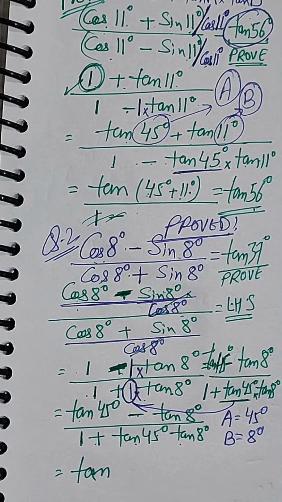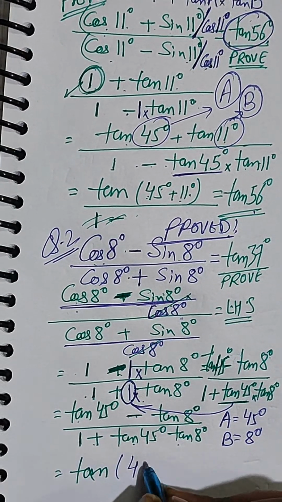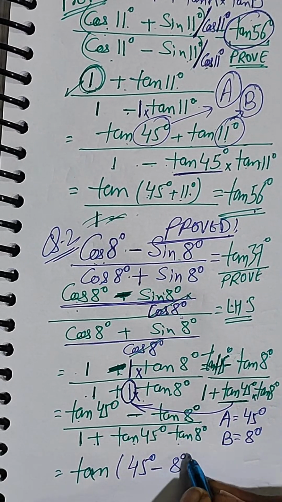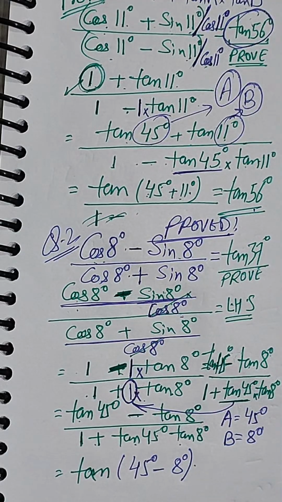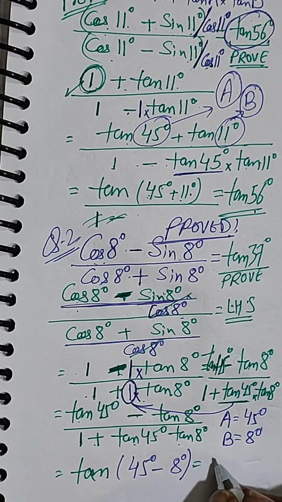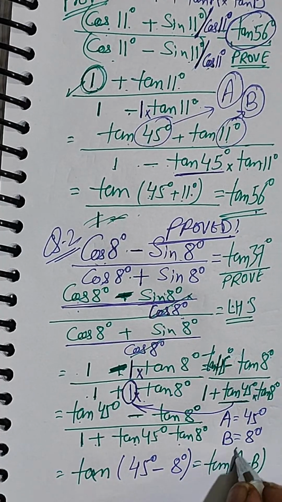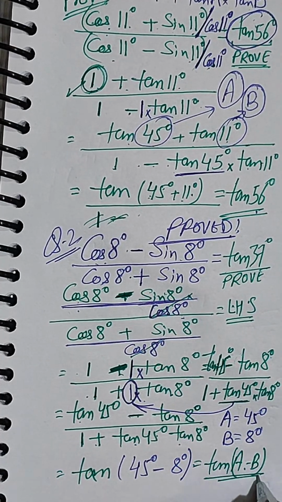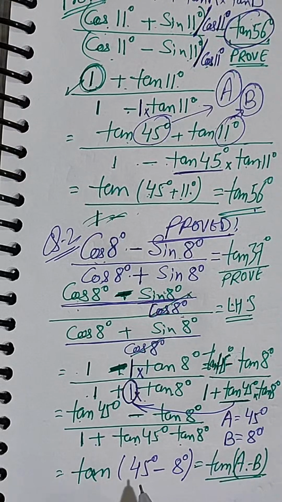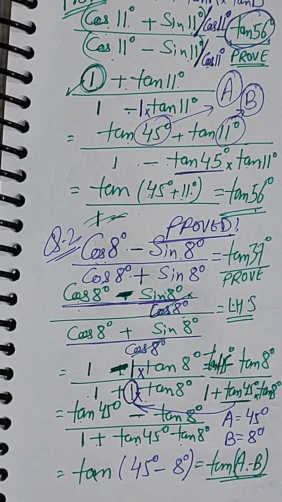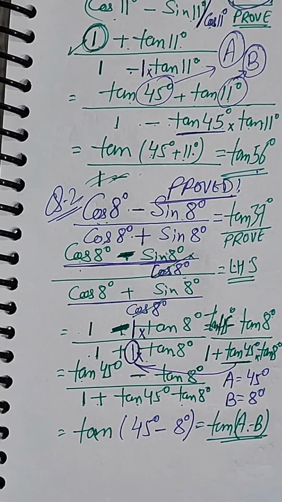So tan(A minus B) will be tan of this 45 degree minus 8 degree, because this is our tan(A minus B) from the formula. Okay, so that's why we can write tan(45 minus 8). 45 minus 8 is what? 45 minus 8 is nothing but 37.